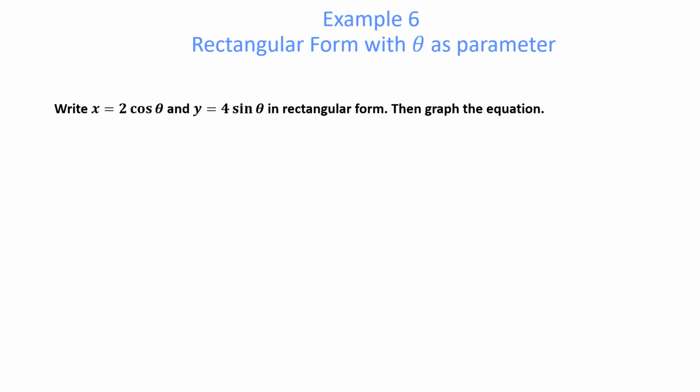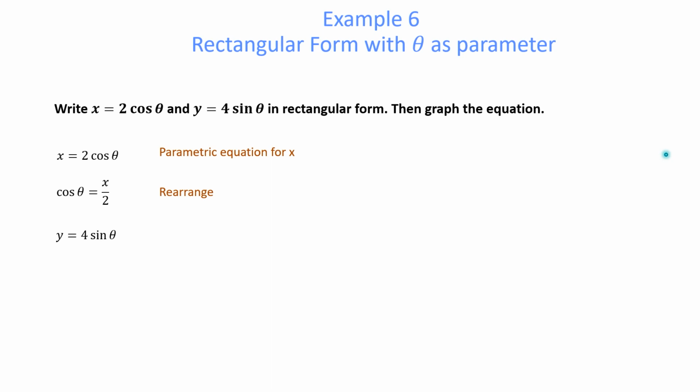Example 6. Rectangular form with theta as parameter. Write x equals 2 cos theta and y equals 4 sin theta in rectangular form. Then graph the equation. First, we have the equation for x, which is equal to 2 cos theta. Cos theta will be equal to x upon 2 after rearranging.